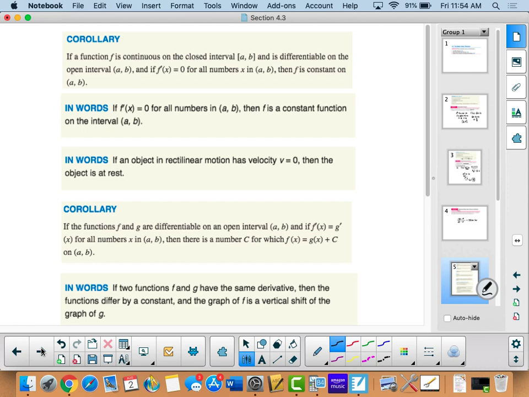So these are just some examples about using the corollaries that come from the mean value theorem. Some corollaries about constant functions and specifically velocity. So you can read those through.